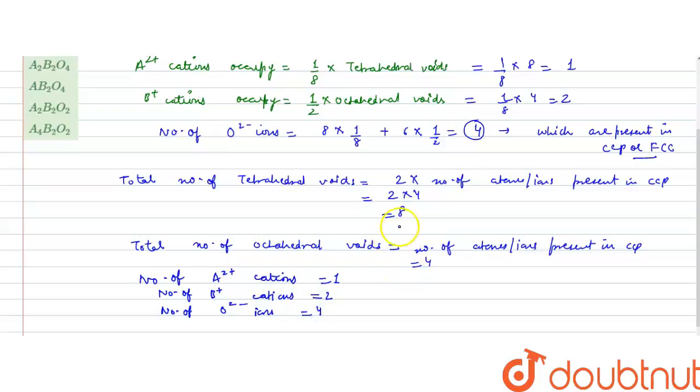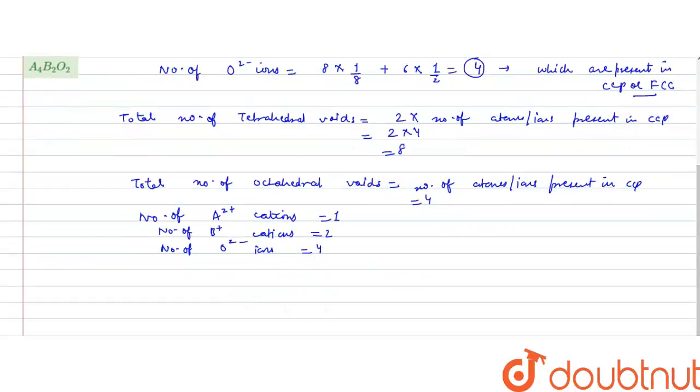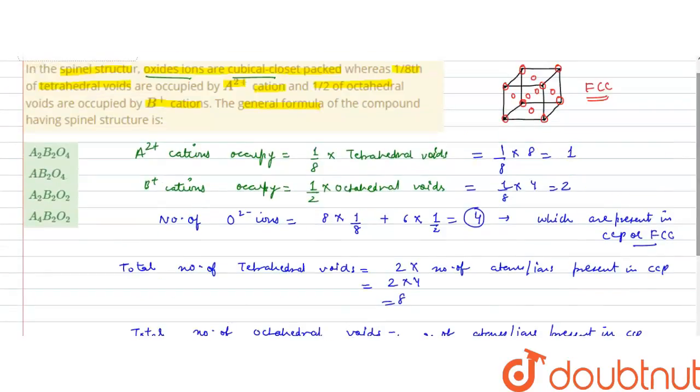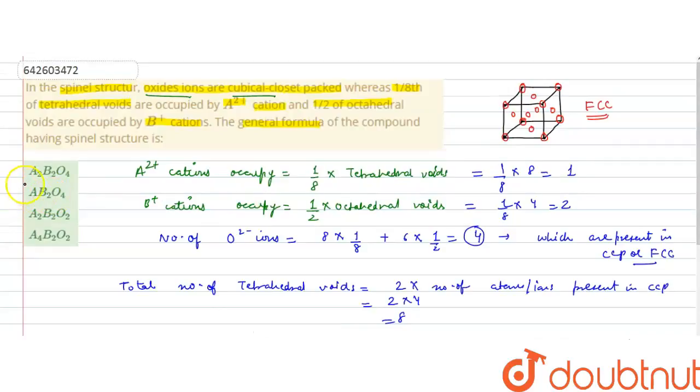So the general formula of the compound would be: A atoms are 1, B atoms are 2 and oxide ions are 4. So the general formula would be AB2O4. So this is the correct general formula of the compound which has spinel structure. So the option which is correct for this is AB2O4, that is the second option. So I hope you understood the solution.